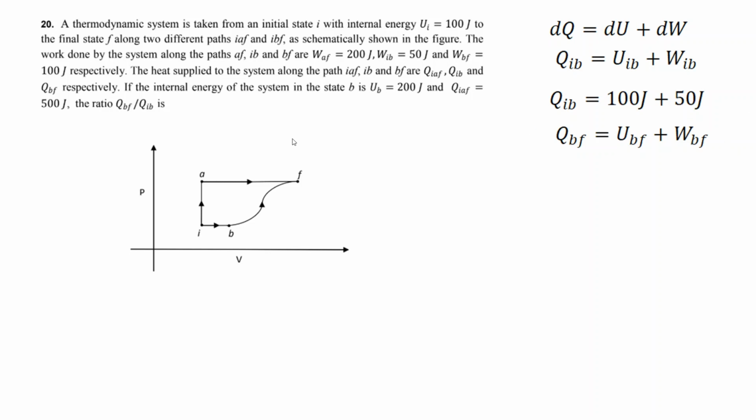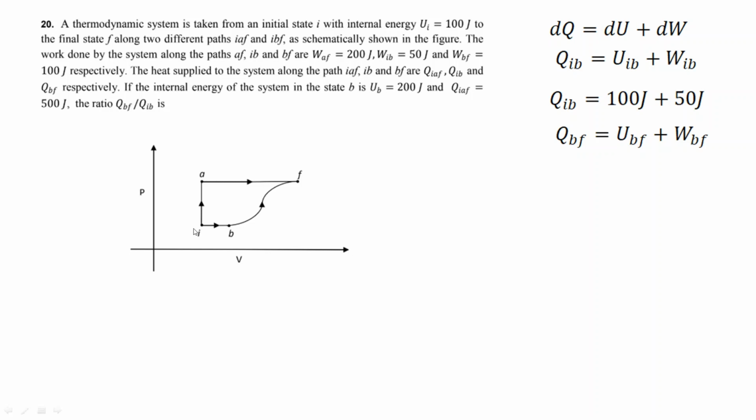But if you read the question once again, you will see that they haven't given UBF. We require the internal energy change when the system moves from B to F in order to calculate QBF, but it's not given in the question. So here we have to use a very important thing which we have learned in this chapter, that is, internal energy of the system is a state function. The change in internal energy depends only on the initial and final state.